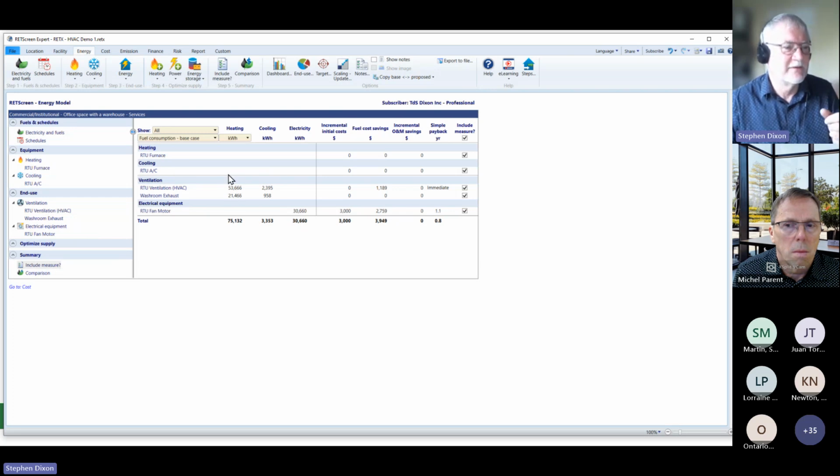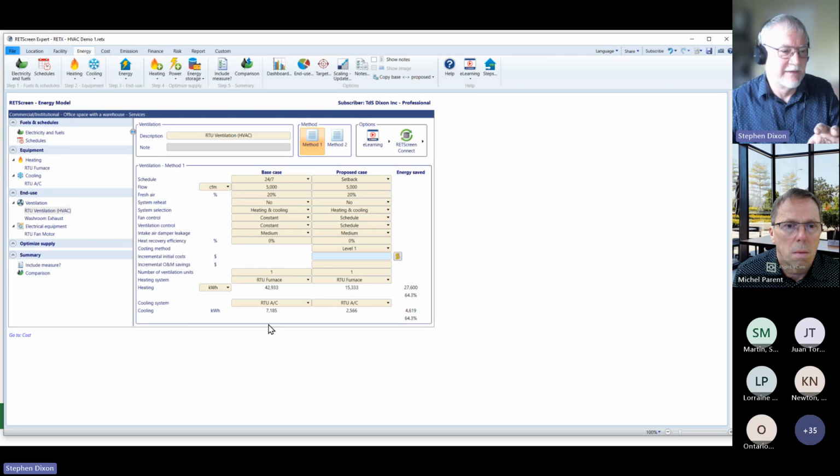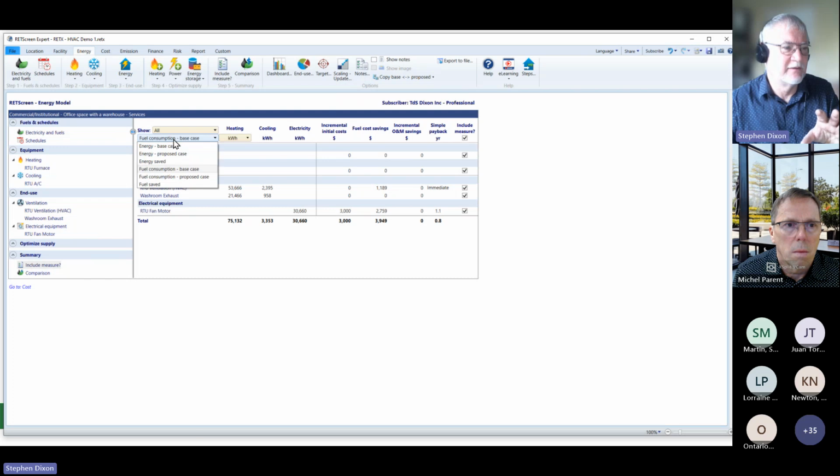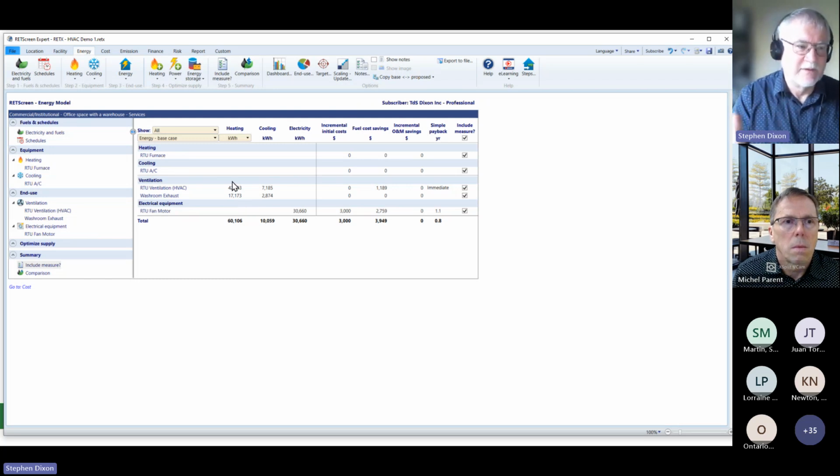Well, that's because these are fuel. Fuel is converted to energy, and energy is what's reported on this screen down here. This is the end use energy. So in order to make those match, we have to change the view to include base case energy. And when we do that, the 42,933 and 7,185 now match. So using these tools in RETScreen, you have to be a little careful of those settings to make sure you're actually displaying and comparing apples to apples. It all works, but you just have to take a little bit of care.